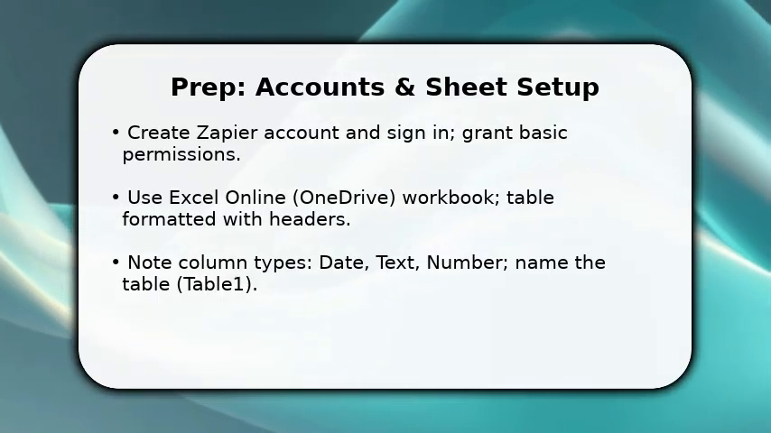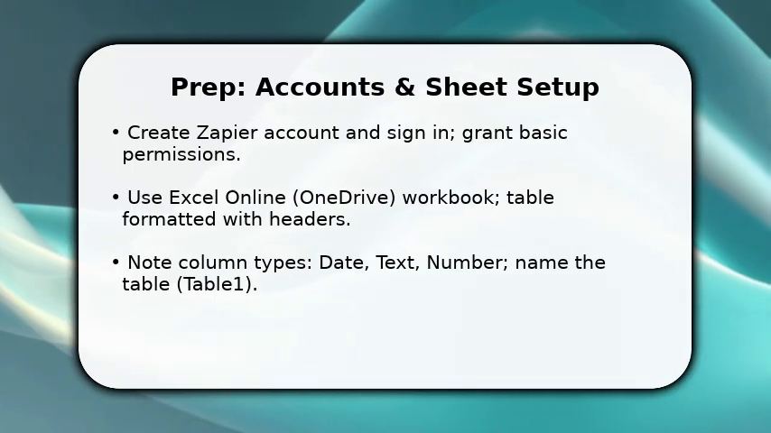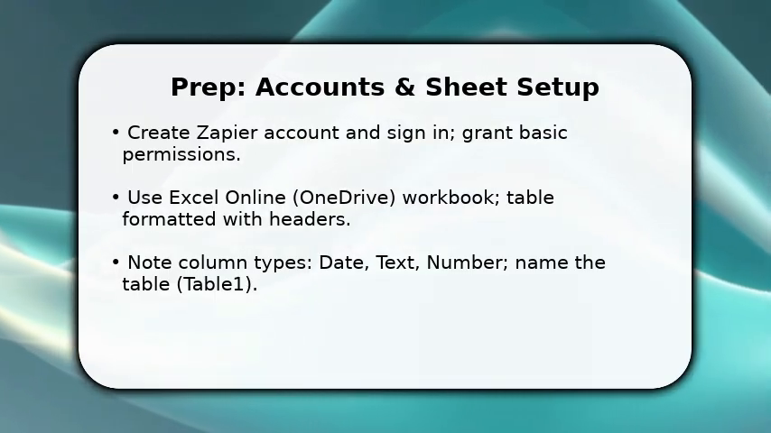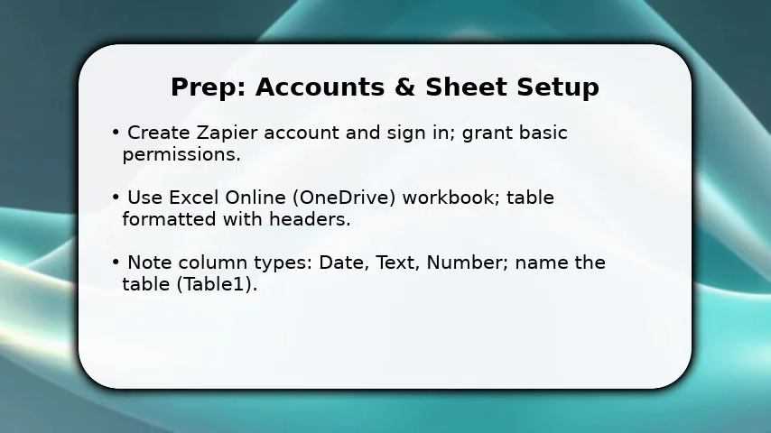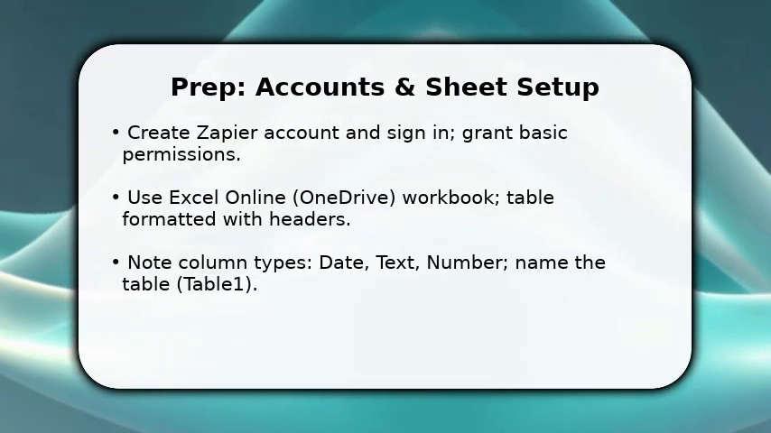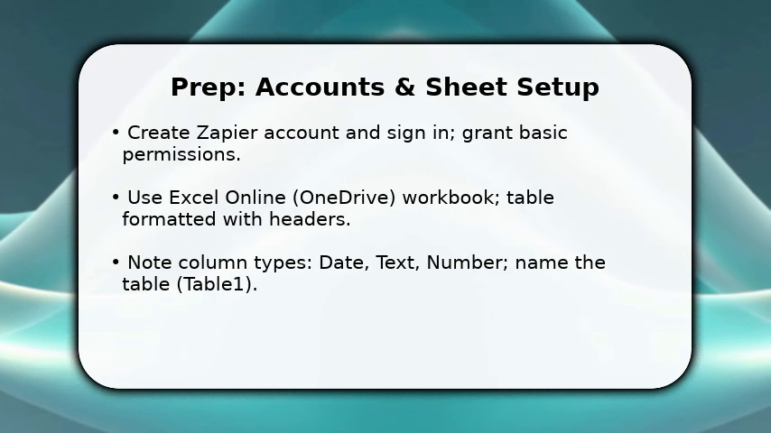Next, open Zapier and choose the Trigger app. Select Microsoft Excel Online and the event that matches your goal. Once done, test the trigger so Zapier discovers Table 1 and sample rows to map.